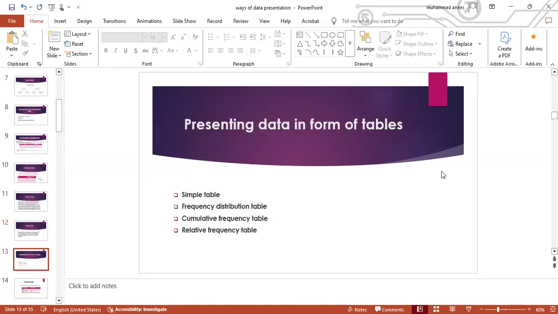Number 2 is presenting data in the form of tables. We have simple tables, we have frequency distribution tables, and we have cumulative frequency tables. And number four is the relative frequency table.